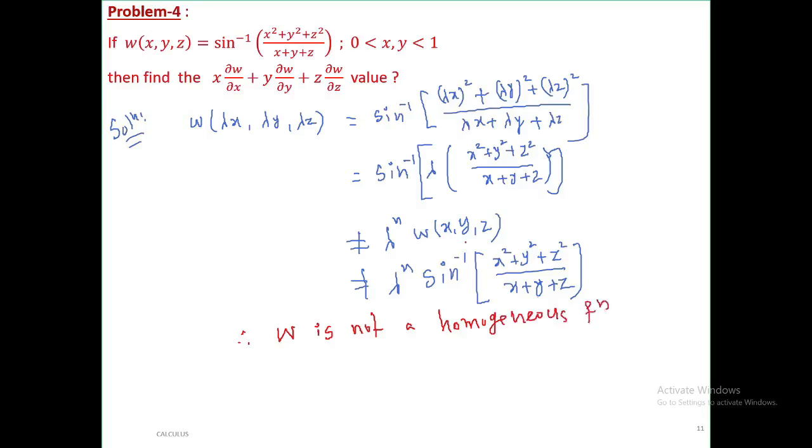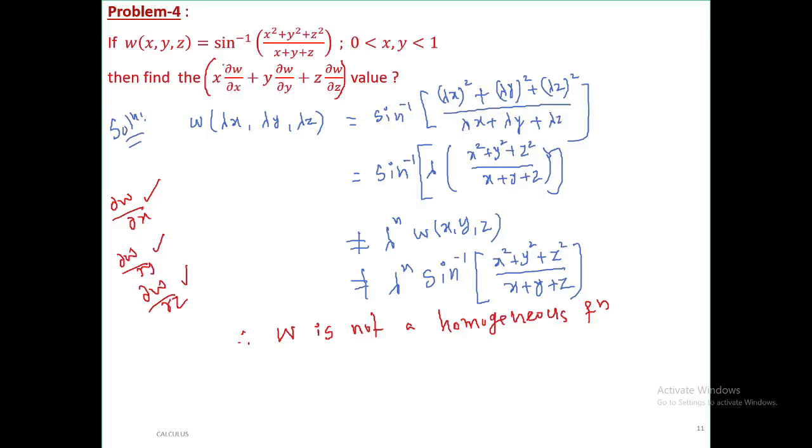You have two choices. One is find out dou w by dou x, because w is already given to you. Compute the partial derivative. Next, compute dou w by dou y. Next, compute dou w by dou z. Compute the partial derivatives and substitute in this value, then simplify it, you will get its value. That is one way. Second way, by modifying this function w is equal to sine inverse of this, you may apply Euler's theorem. But how to modify this?